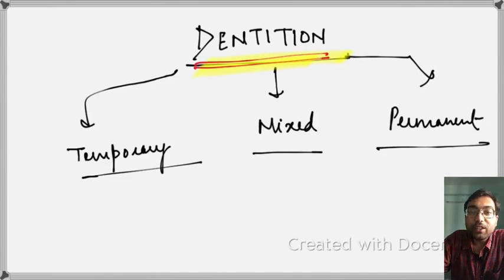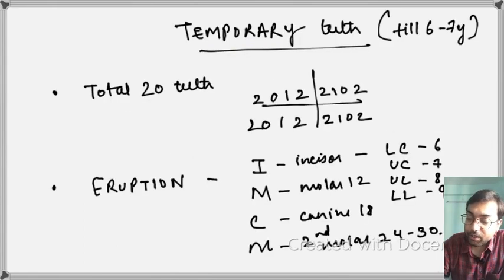In dentation there are 3 things: temporary, mixed and permanent. Remember it like this: after a child is born, when complementary foods are started after 6 months, teeth start erupting, and after some time all the teeth have erupted. These are called temporary teeth. Then some teeth start falling and permanent teeth come. For some time the eruption is mixed, and after some time all the temporary teeth fall and the child has all permanent teeth. So moving on, we are going first with the temporary teeth.